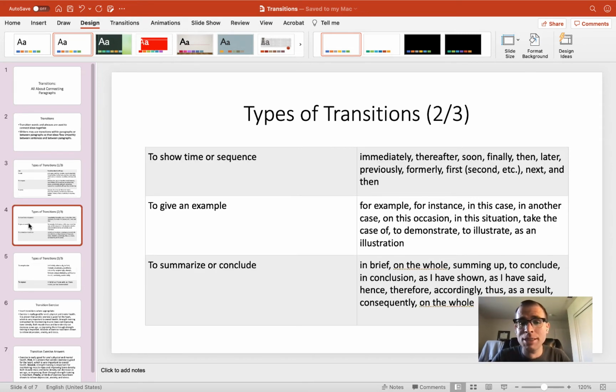The next three types of transitions would be to show time or sequence, to give an example, to summarize or conclude, and much like the last three, these all show some kind of relationship between ideas. This relationship between ideas is incredibly important in the reading and writing experience.